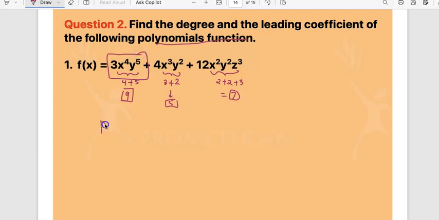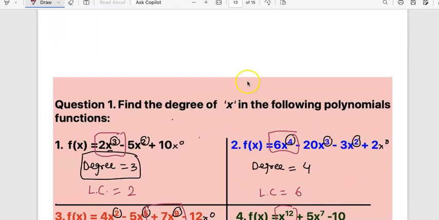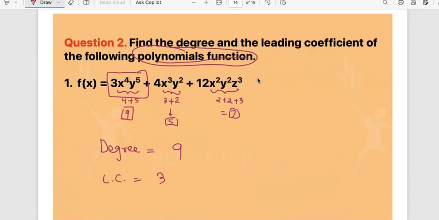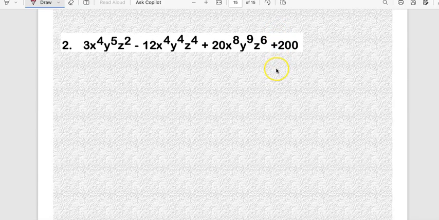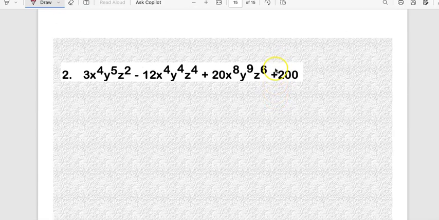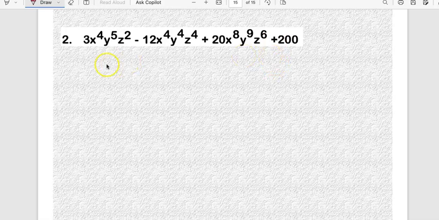We can say the degree of this polynomial function is 9, and the leading coefficient will be the coefficient of this monomial. So that's 3. Do keep in mind, if the question says find the degree and leading coefficient of the polynomial function, you do it like this. But if it says only find the degree of x, you just do it like that. I hope this helps. One more question we will practice. I want you to pause the video and do this problem. This is the last question for this session.